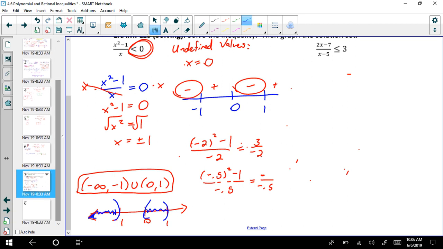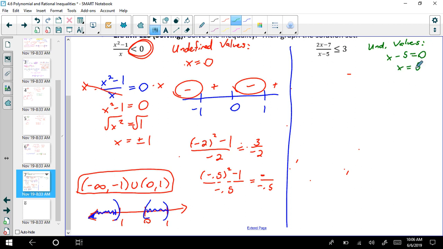Okay, let's look at the next guy here. Let's first figure out what would make the bottom 0. So I want to figure out my undefined values. If I set the bottom equal to 0 and solve, I get 5. So 5 would make the denominator 0. So we'll come back to that.